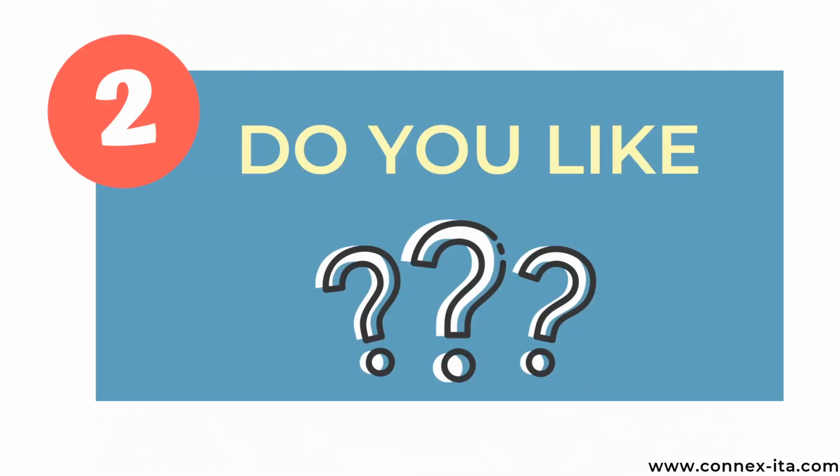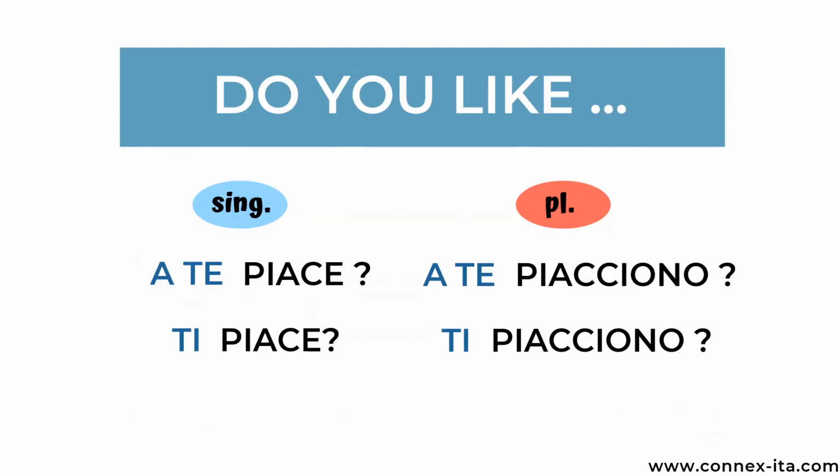Okay, we've seen different ways to say your opinion about what you like or don't like. Now let's have a look at how you can ask people if they enjoy something or not. It's the same structure that we've seen before, but we use the pronouns te and ti rather than me and mi. The intonation changes as well because it's a question. A te piace? Ti piace? A te piacciono? Ti piacciono?